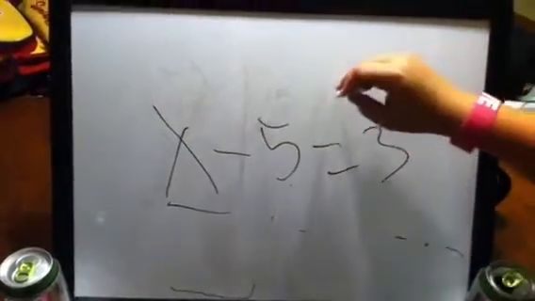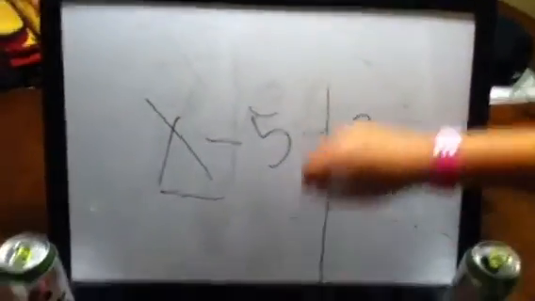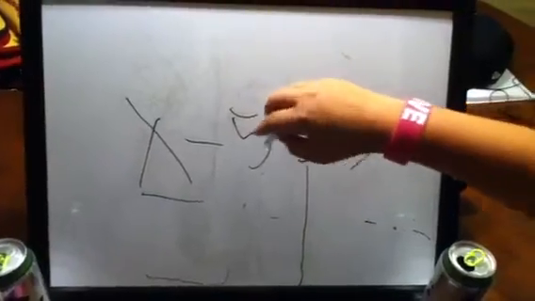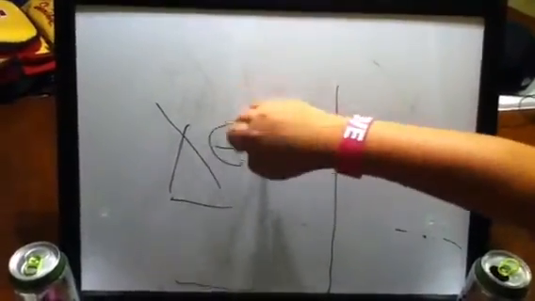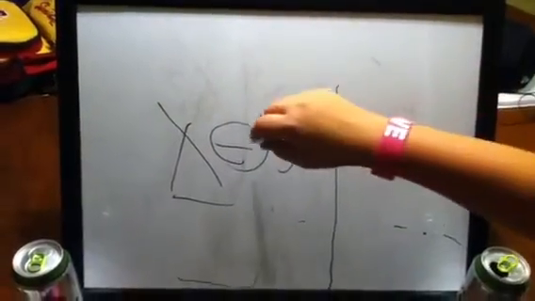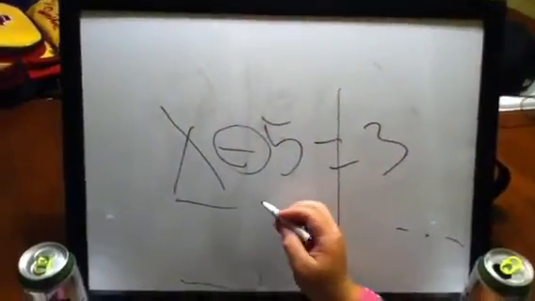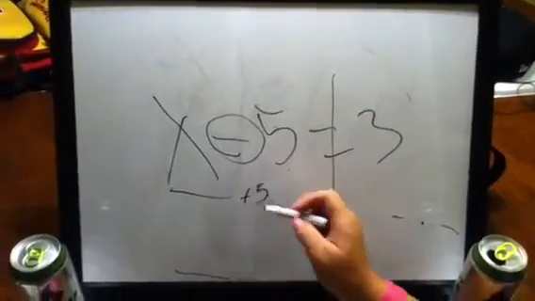So the easiest way to do that, put a little line right there. What we have to do is get rid of the 5. And to determine how to get rid of the 5, you have to look at the sign that's in front of the 5. Since this is a negative, we have to do the opposite. So we have to add 5 to both sides.